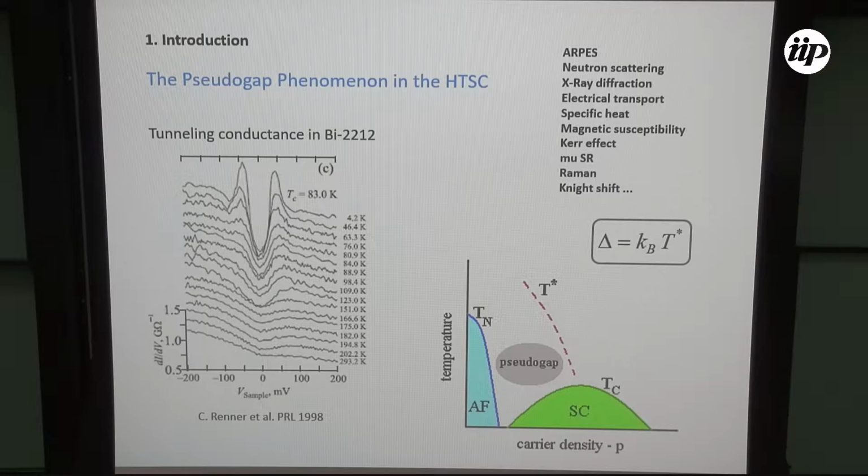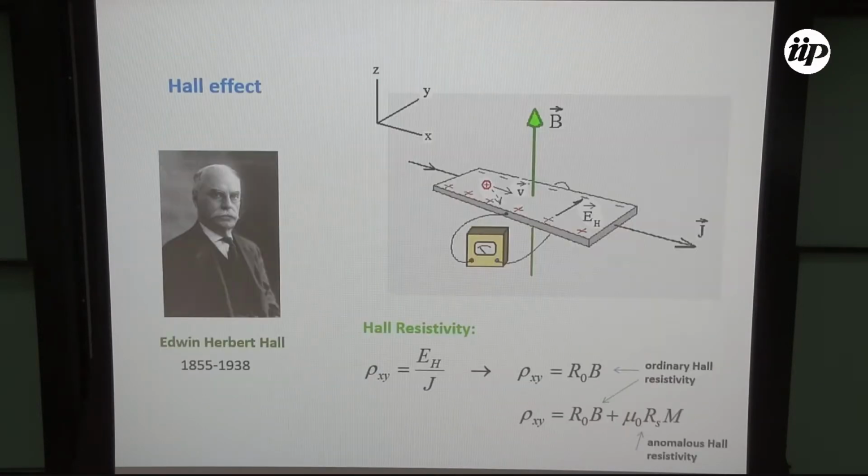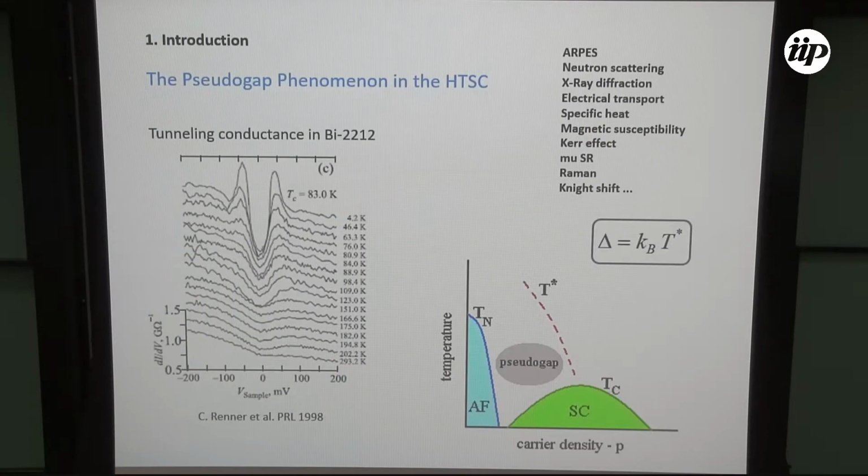I remember here the famous experiments by Renner et al. on the tunneling conductance in BISCO, where one observes a depression in the density of states around zero bias at temperatures which are far above the critical temperature. Let's say the critical temperature in this case is 83 Kelvin, and there are signs of a depression in the density of states at temperatures much higher than this one.